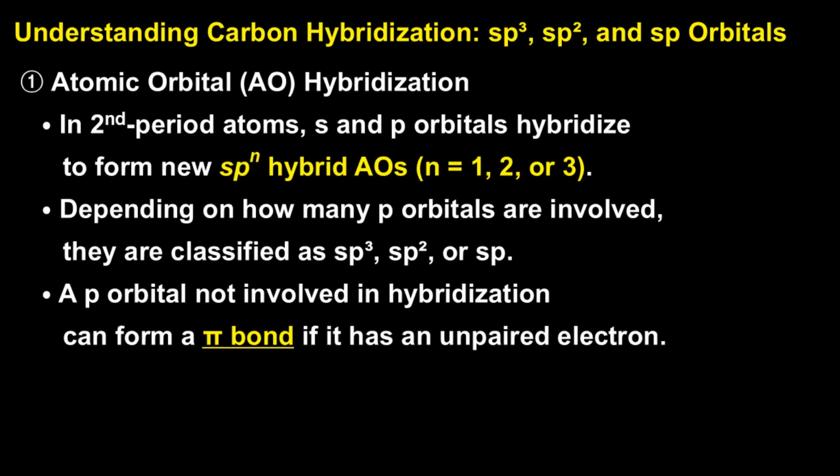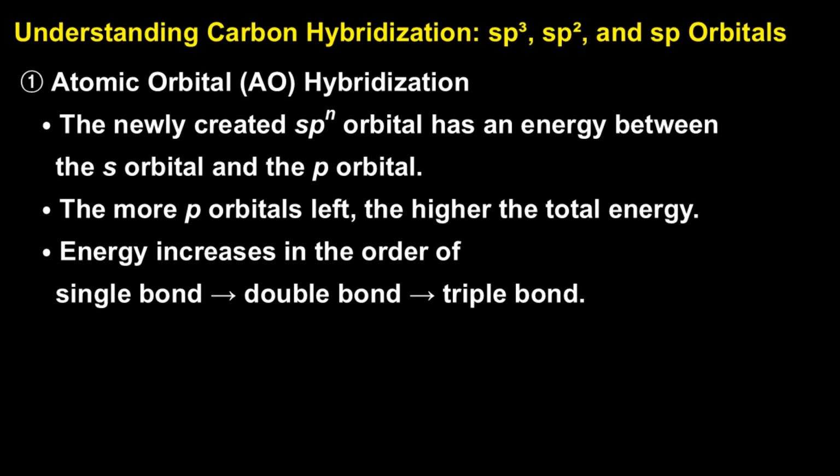Now, here's something really important to keep in mind. Any p orbitals that don't get hybridized can still participate in bonding, but only as pi bonds, and only if they have unpaired electrons. This is exactly what we see in molecules with double or triple bonds.